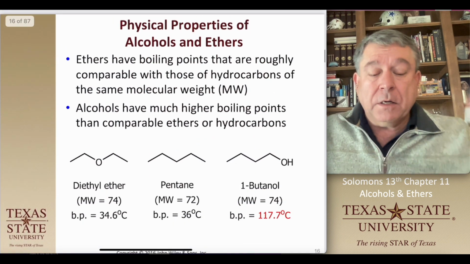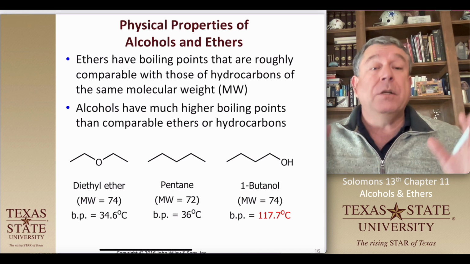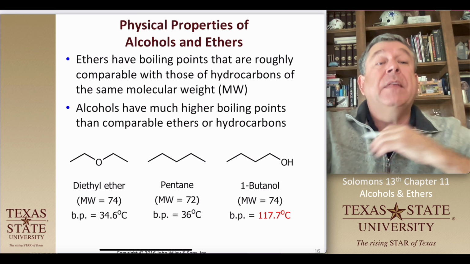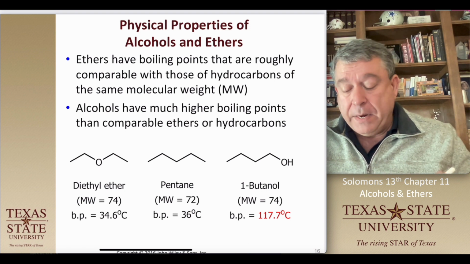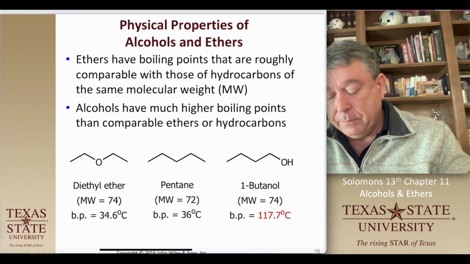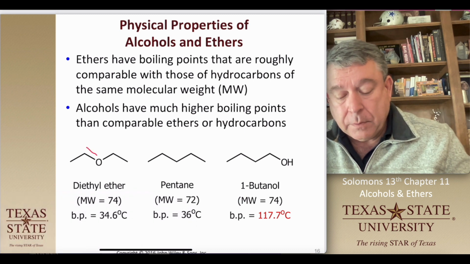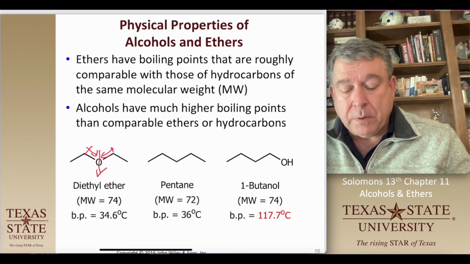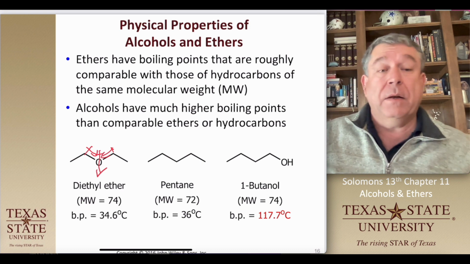Okay, so let's talk about the physical properties of alcohols and ethers. When we had alkanes, all we had was induced dipole interactions. And the more surface area we have, the higher the boiling point. In the case of diethyl ether here, we actually have a net dipole. I'm going to show that we have a polar bond here going in this direction and a polar bond here going in this direction, which means we have a net dipole in this direction. So it can have dipole-dipole interaction, and those are stronger than van der Waals interactions.